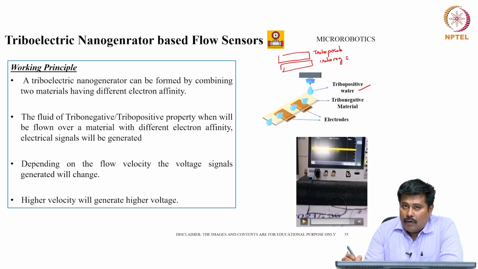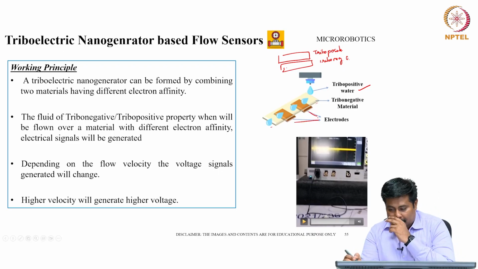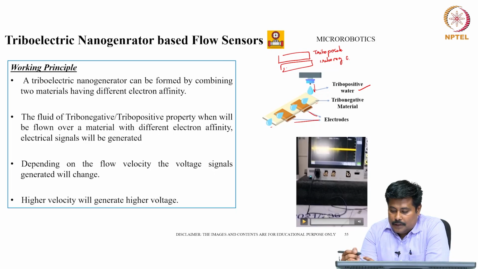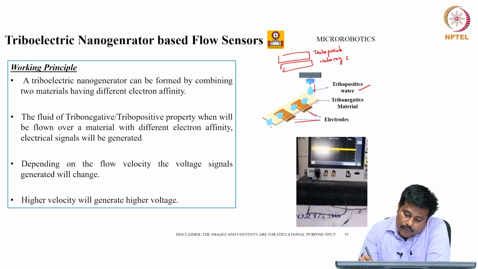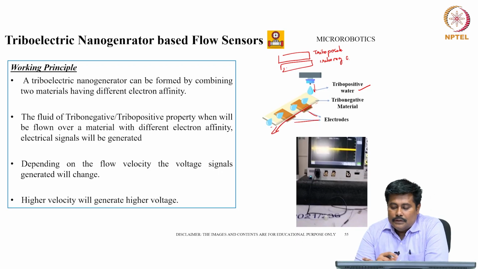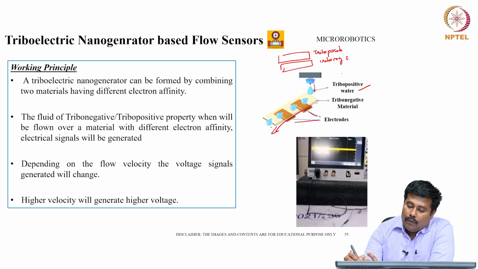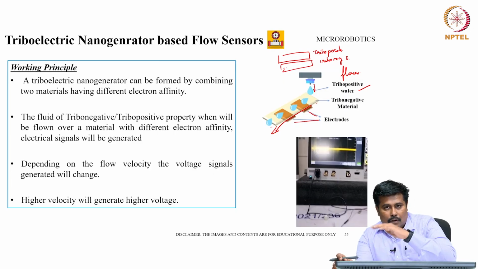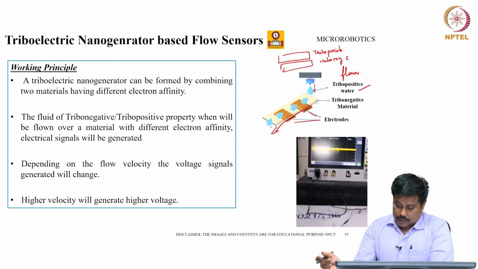So here what we are considering is a tribo-negative material with 2 electrodes placed on it, and we are using a water droplet in this particular system. When these water droplets are generated, the water droplet is made to flow in a particular direction, which will initiate a charge. So this can be used to monitor the overall flow rate. Suppose we have a micro robotic system, the overall flow in this micro robotic system can be efficiently monitored using such a triboelectric nano generator.